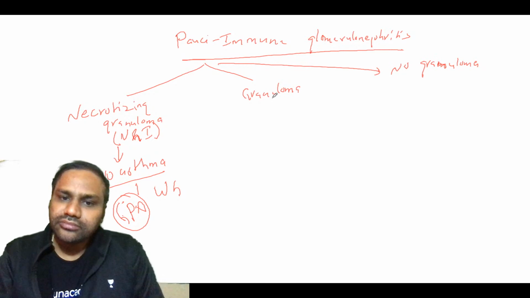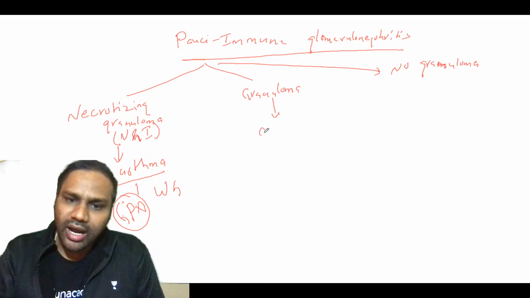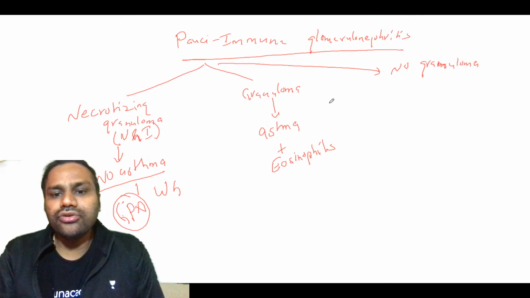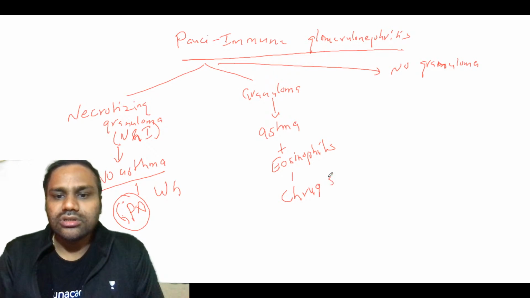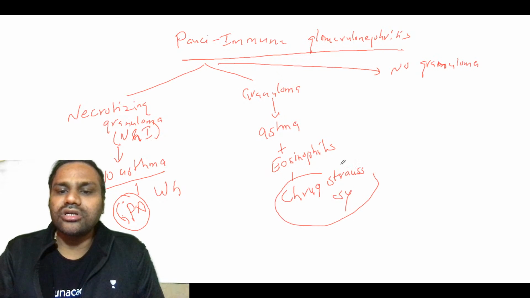Then if you have granuloma and you have asthma plus eosinophils, if your eosinophils have increased, then you say it is Churg-Strauss syndrome. So that is again very important. This is Churg-Strauss syndrome.